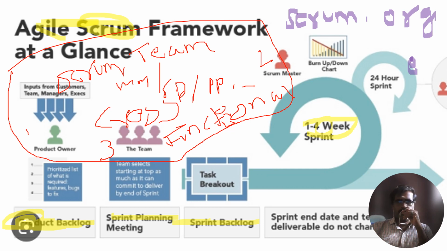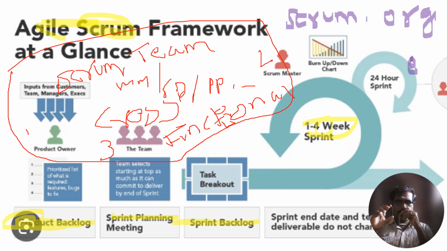Several sprints make up a release, and several releases make up a project. Important thing: collective sprints make up a release, and collective releases make up a project. That is a difference you need to note.